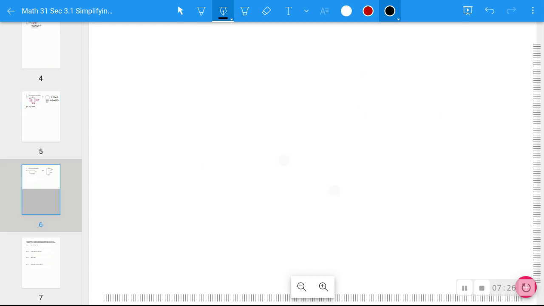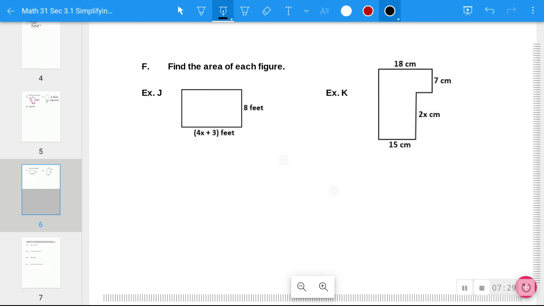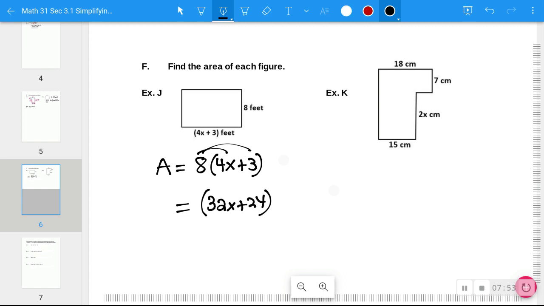Okay, examples J and K, we're supposed to find the area of the object. Area is length times width on a rectangle, so we're going to multiply these expressions on example J. Which gives 32x plus 24. And if your original lengths are in feet, your area will be in square feet.